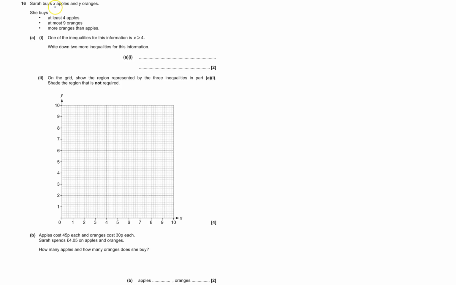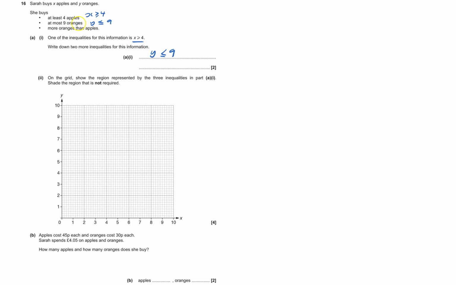Okay, so she buys X apples and Y oranges. She buys at least 4 apples. That says that X must be greater than or equal to 4. Well, one of the inequalities for information is X is greater than or equal to 4. Write down 2 others. At most Y oranges, so Y must be less than or equal to 9. So write that down.